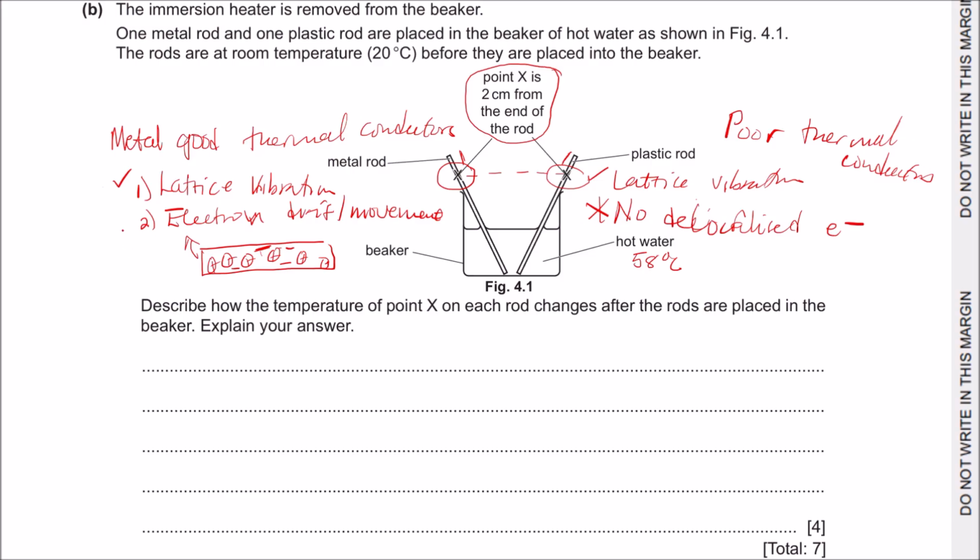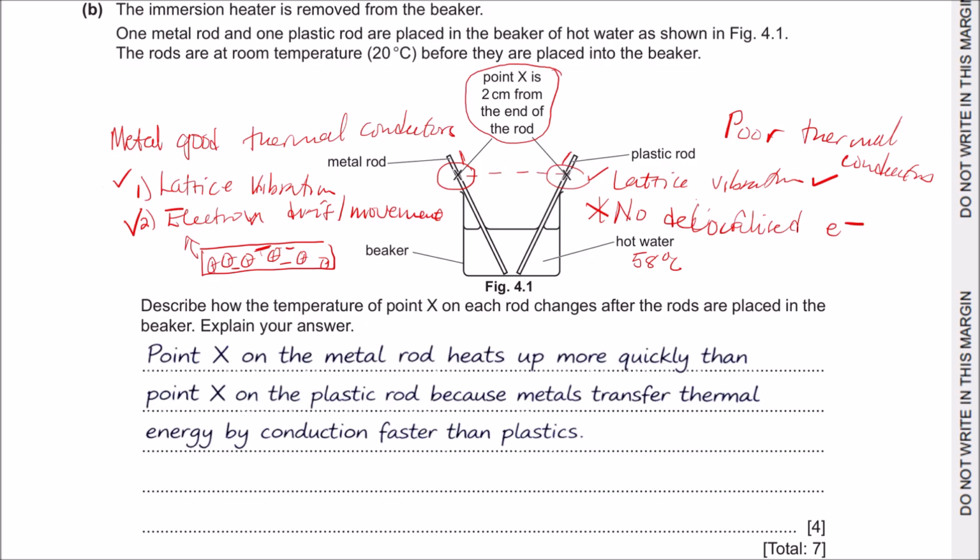So in metals, heat is going to move by lattice vibration and by electron drift. In plastic it's only going to move by lattice vibrations. So we expect heat to reach this faster because metals are better conductors since they have two mechanisms through which heat moves. So what could be the ideal answer? The ideal answer is point X on the metal rod heats up more quickly than point X on the plastic rod. This is 1 mark already. I've taken 1 mark out of these 4.